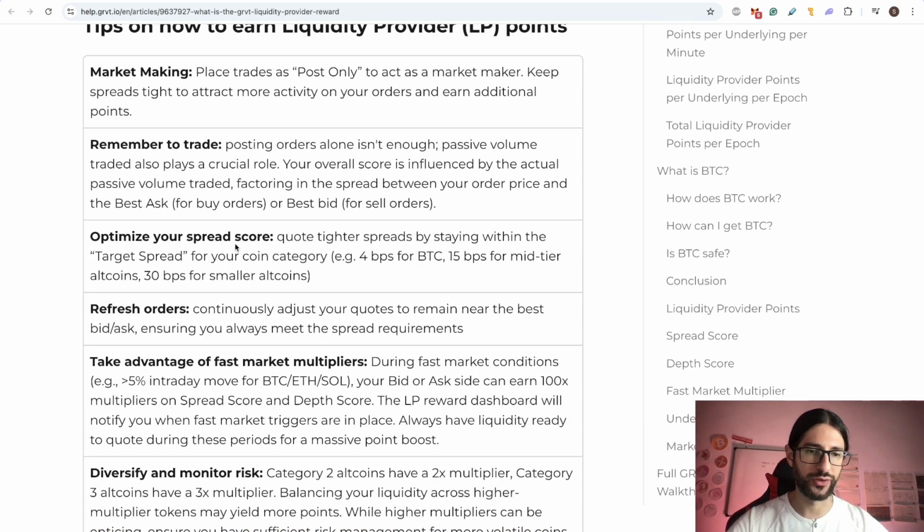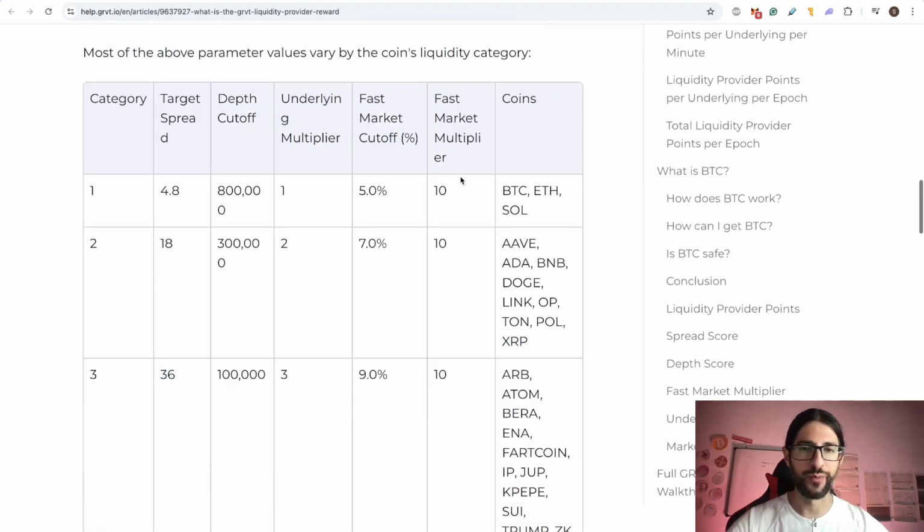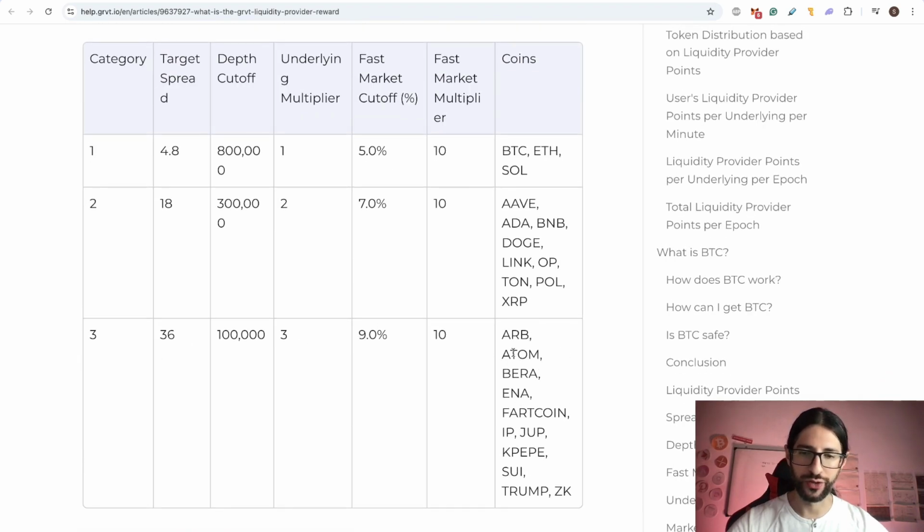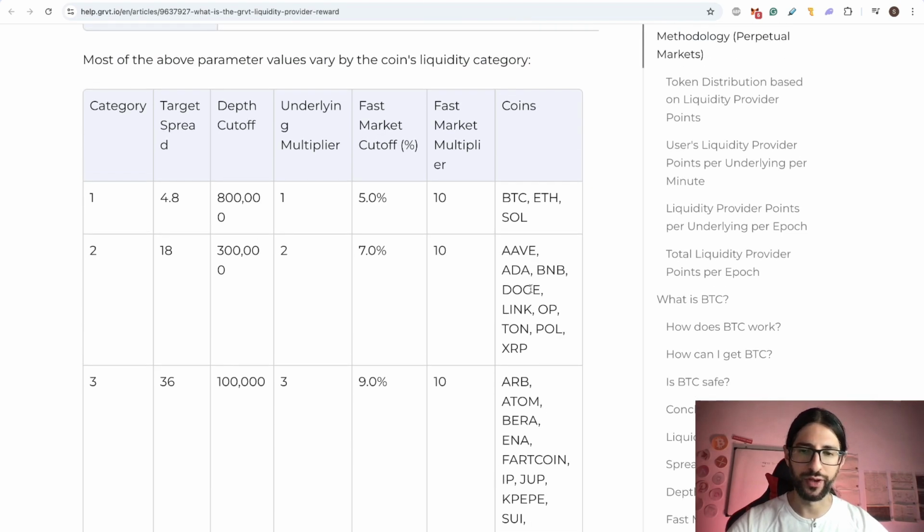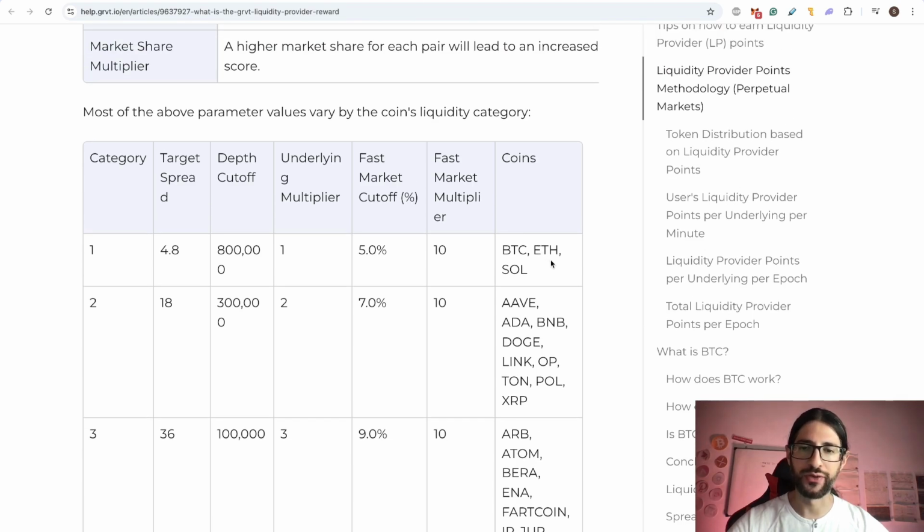So optimize your spread score. This is what I mentioned before. Quote tight spreads by staying within the target spread for your coin category. There are different categories for the tokens that you trade here. You have 4 BPS for Bitcoin, 15 BPS for mid-tier altcoins, and 30 BPS for smaller altcoins. What this means is that you're going to see down here that you have multipliers and more points if you are trading some category 3 altcoins, for example Atom, Vera, Ina, Farcoin, Sui, all these are category 3. ADA, BNB, Link, OP, these are category 2, and category 1 is BTC, Ethereum and Sol.